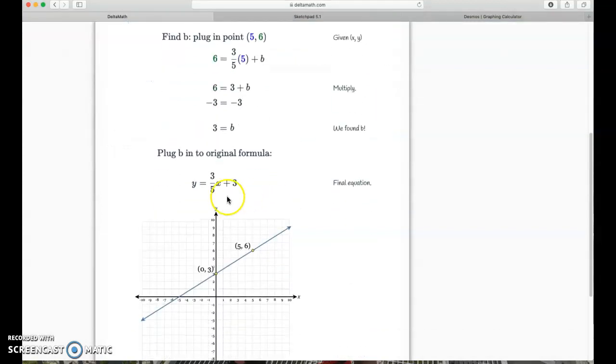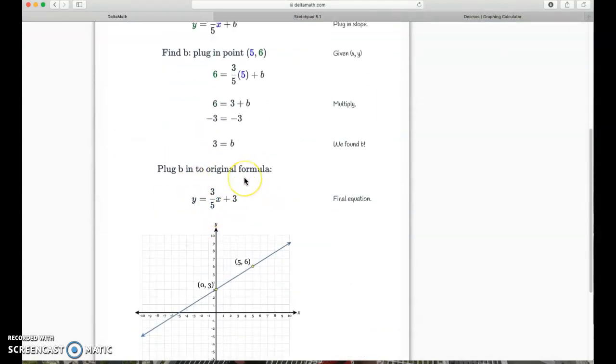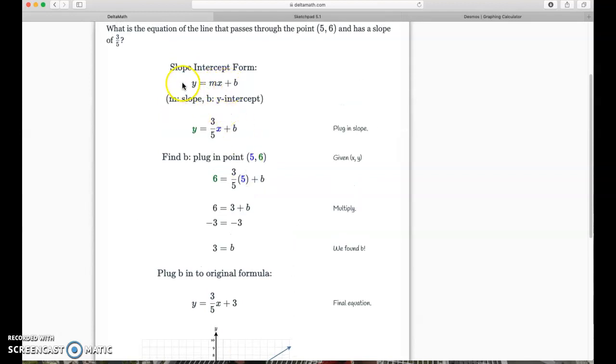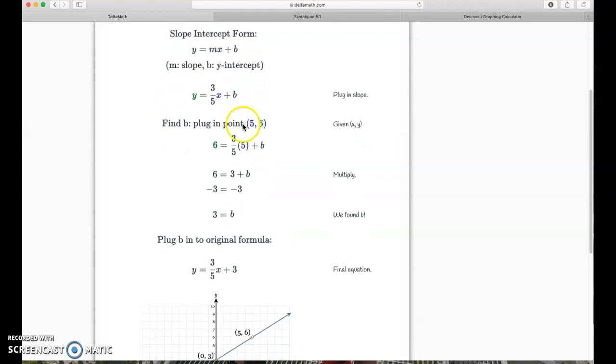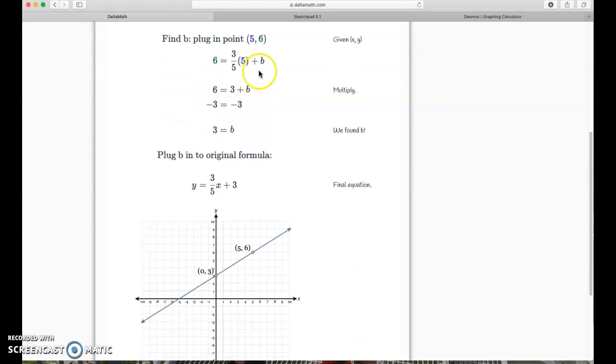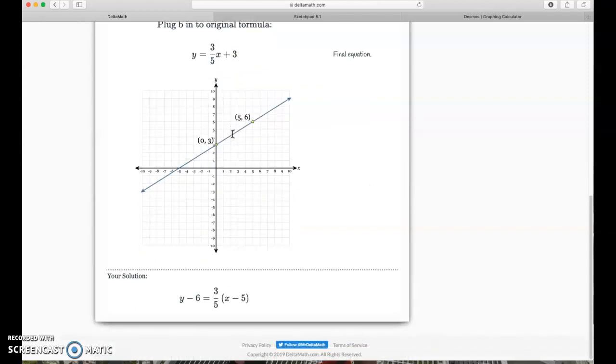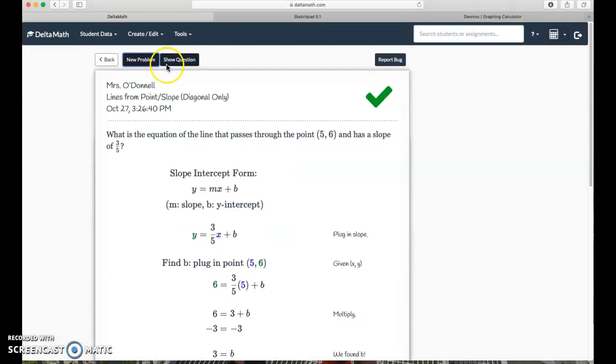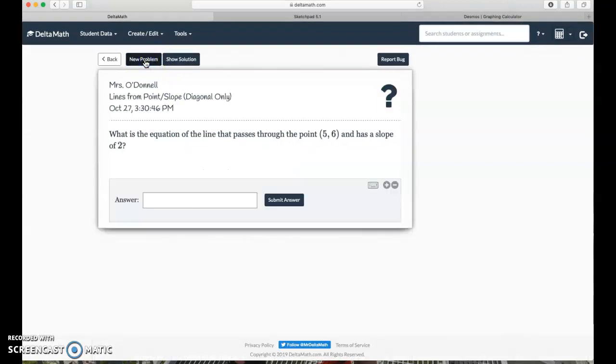And they do. Now, Delta Math did it in slope-intercept form, right? They reminded you of what the slope-intercept form is. They plugged in, then they plugged their point in, and solved to find the b, right, by using those inverse operations. And we just did it in point slope form, which is a little faster and easier, right?